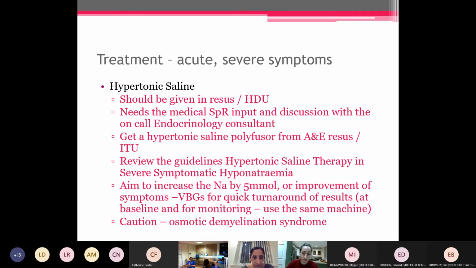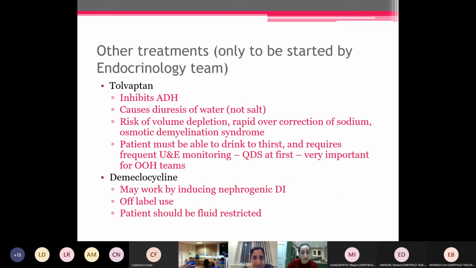Because we're worried about bringing it up too fast, shifting the fluids around too much, and messing with the brain, basically. So other treatments, this is just to be aware of. There's a treatment called tolvaptan, which inhibits ADH. So it causes essentially the opposite of SIADH. It causes you to pee out water.